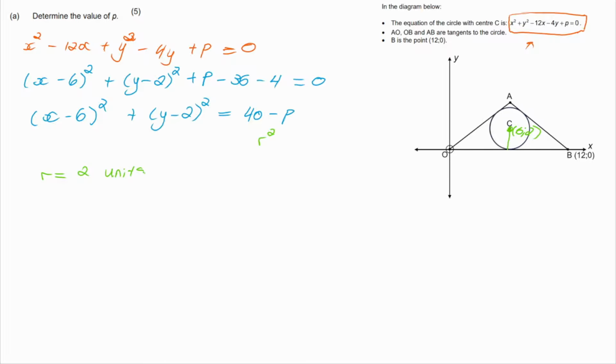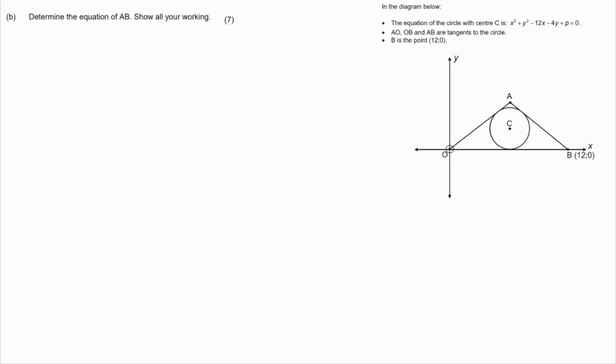So therefore I know that 40 minus P is equal to 2 squared, which is 4. So what I have is 40 minus P is equal to 4. If I take that to the other side, I'm eventually going to get that P is 36. That is how I would get that. P is 36. All right, so let me keep the center over here as (6, 2). We might need that. Anything else? No, not really.